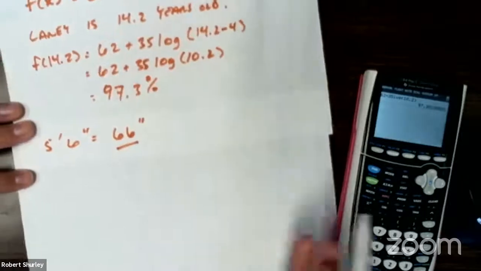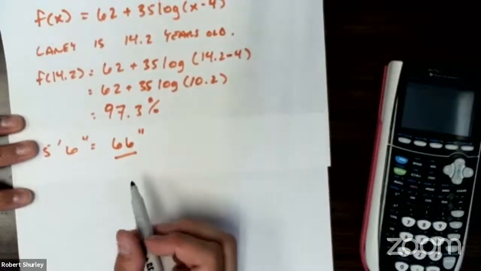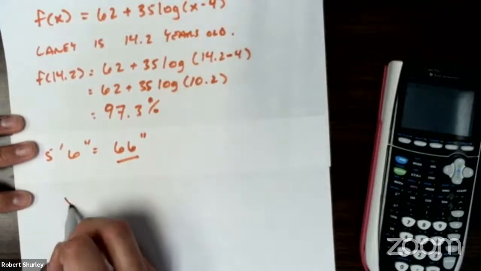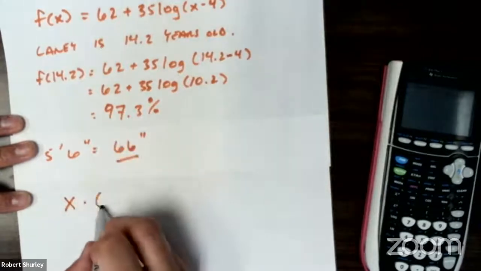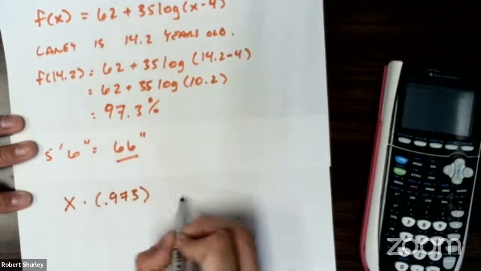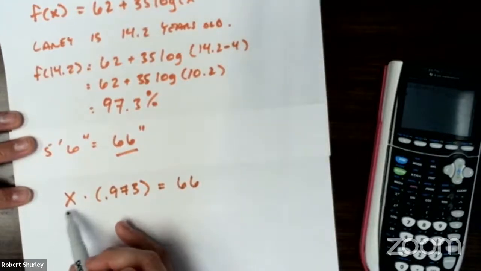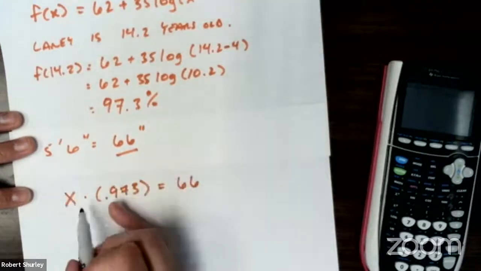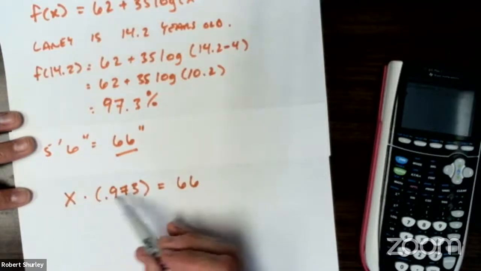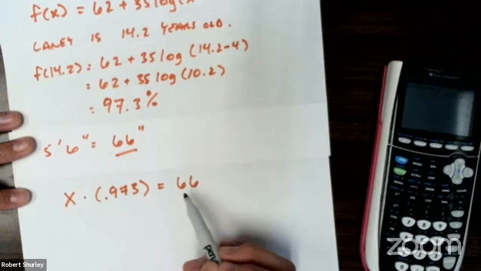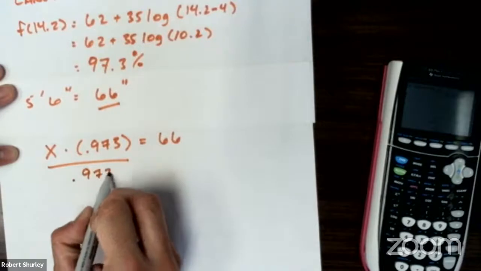If we want to know Lainey's overall height when she is an adult, we would take whatever her overall height is, we'll call it X, times 97.3, that's 0.973, and we'll get her current height, which is 66 inches. So her adult height is X. Now we're changing up the question. X is the adult height, times, we know she's met 97.3% of it, and that's 66 inches. So I'm going to divide by 0.973.